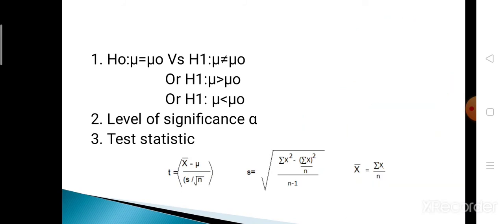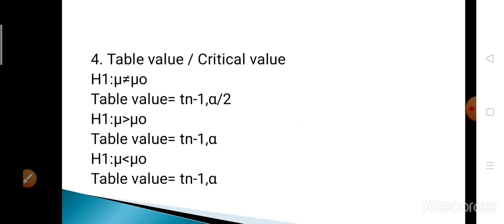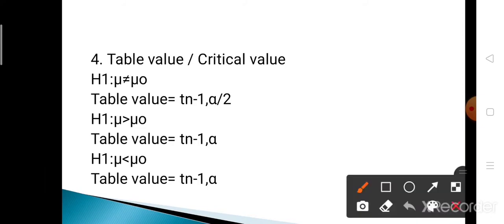Okay. And how to calculate x bar? The formula for calculating x bar, that is the sample mean, is x bar is equal to summation x divided by small n. Now the fourth step is table value or critical value. There are three cases: two-sided test, one-sided right and one-sided left. So for the three cases there are different table values. For two-sided, see the value for alpha by 2 in the statistical table. For one-sided, see the value for alpha only.